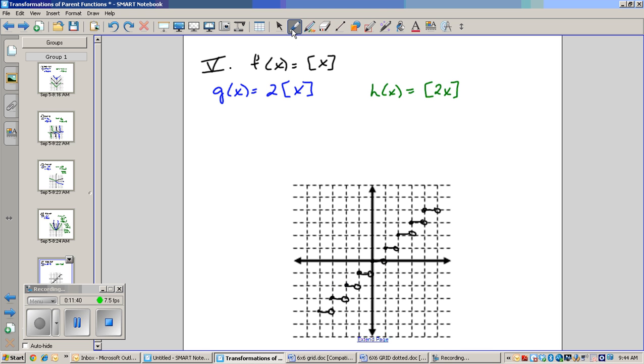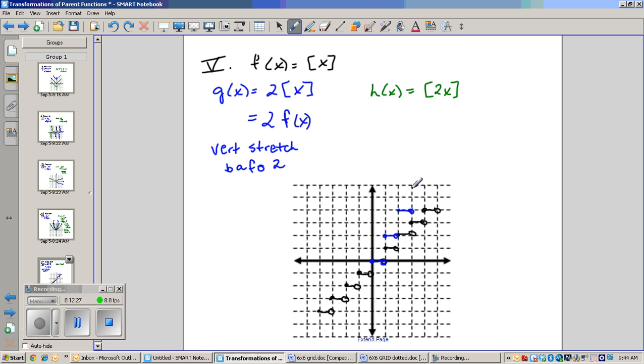Now, if the 2 is outside, this is 2 times f of x. We multiply the y's by 2. This is a vertical stretch by a factor of 2. So, if y is 0 and I multiply y by 2, it stays 0. If y is 1 and I multiply it by 2, it goes to 2. If y is 2 and I multiply by 2, it goes to 4.